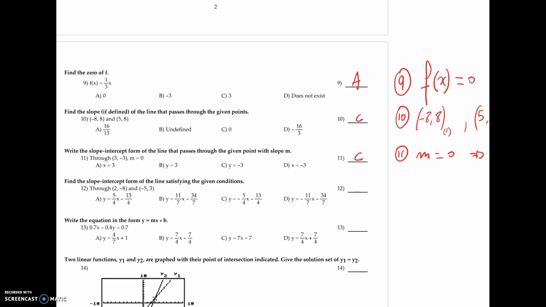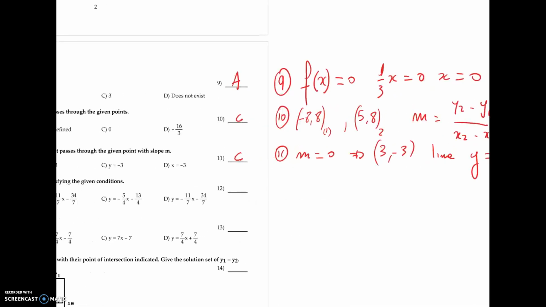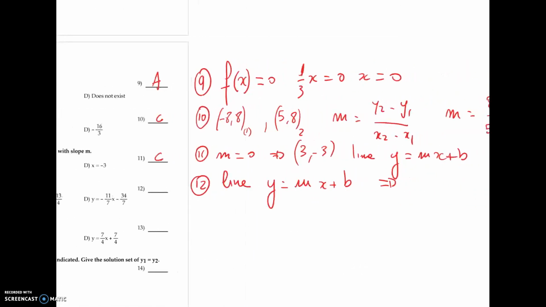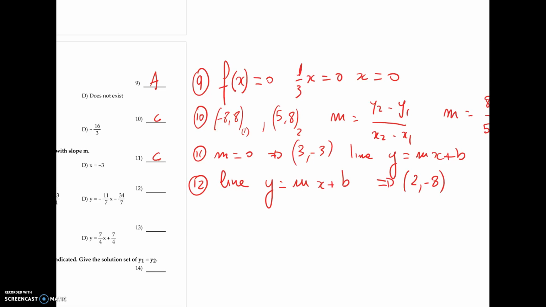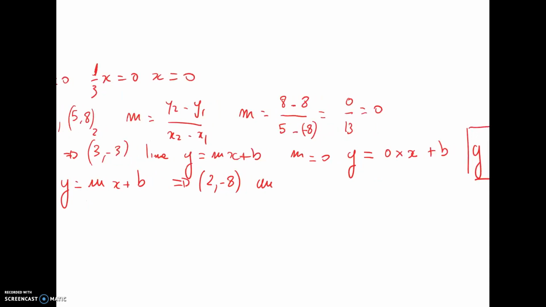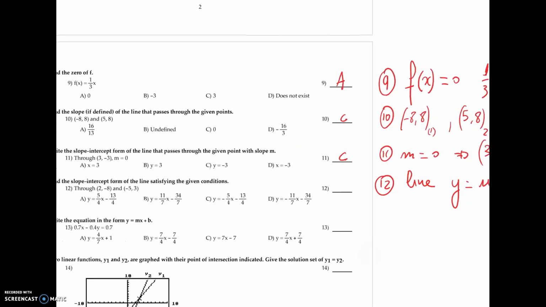Find the slope-intercept form of the line satisfying the given condition through 2, negative 8 and negative 5, 3. So on number 12, you're looking for a line. So therefore, y equals mx plus b. And this line is going through 2 points. The point number 1, 2, negative 8. And the point number 2, negative 5, 3.